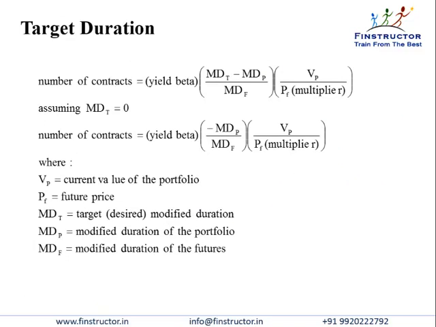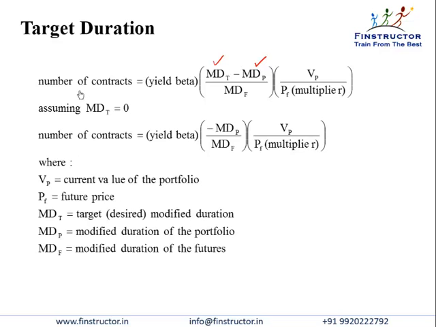The proof of the duration formula is exactly similar to the proof of the beta formula. So if you didn't understand it then, please pay attention now. We're going to do the exact same process and learn how to change the modified duration of a fixed income portfolio from a given level to a target level.